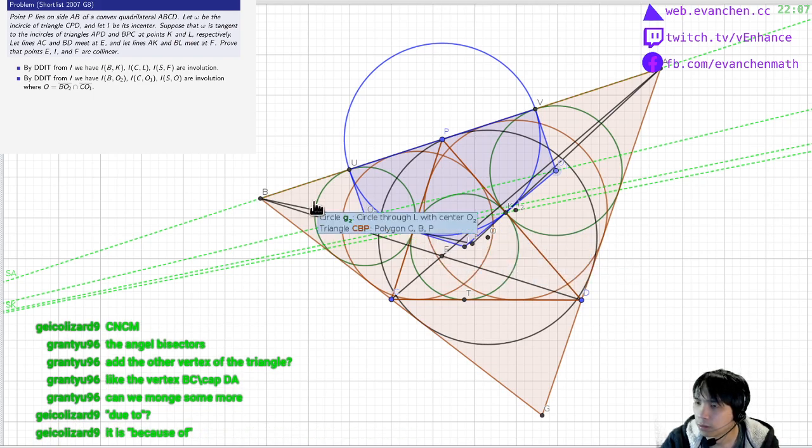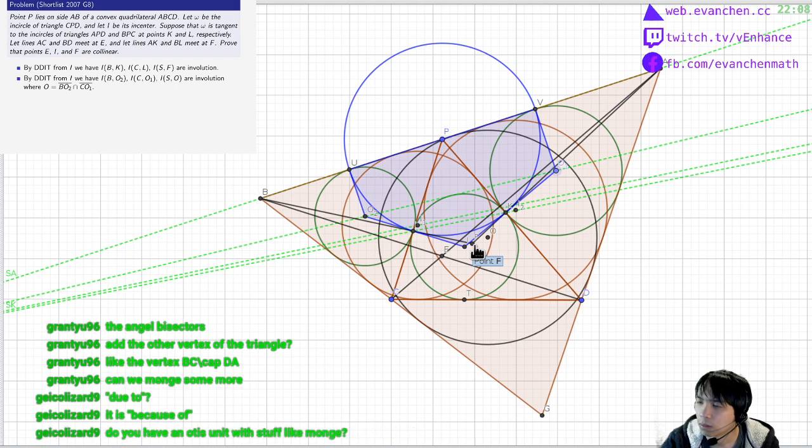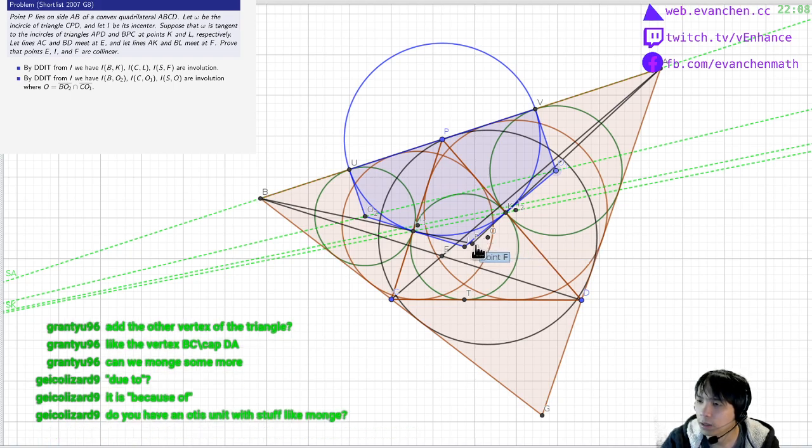What's the Monge? So B, main point. Wait, what? I want a negative homothety. Okay, is E the center of the... No. No. OI and BO2 and AO1, which I haven't drawn.